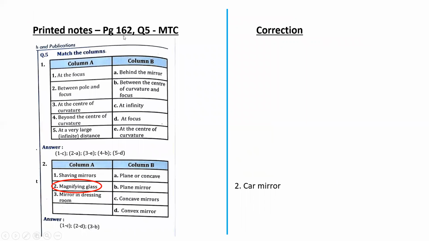Next, page 162, question number 5, match the columns. Under column A, look at the second point mentioned. Instead of magnifying glass, the correction is, it should be car mirror.